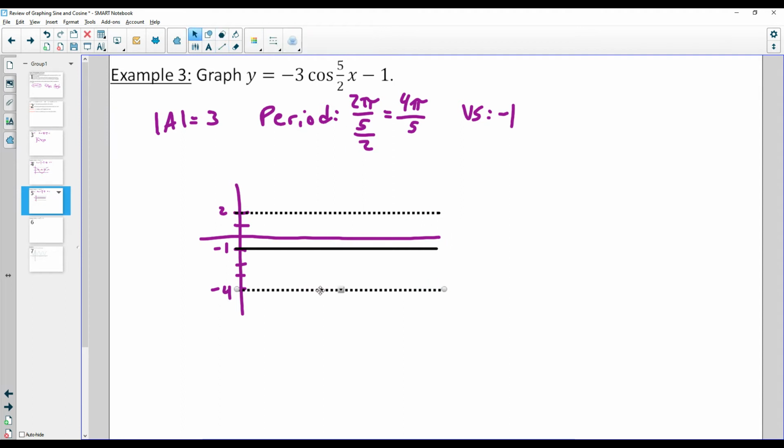And I'm going to move that up a little bit just because it looks a little better. And then I know that my period is 4 pi fifths. So out here is 4 pi fifths. And this time I won't worry about the labels in here. Negative cosine means we have to start down here, right? And then we're going to work our way up to our midline, and then our max, down to our midline, down to our minimum. All right. And that's all that one is.